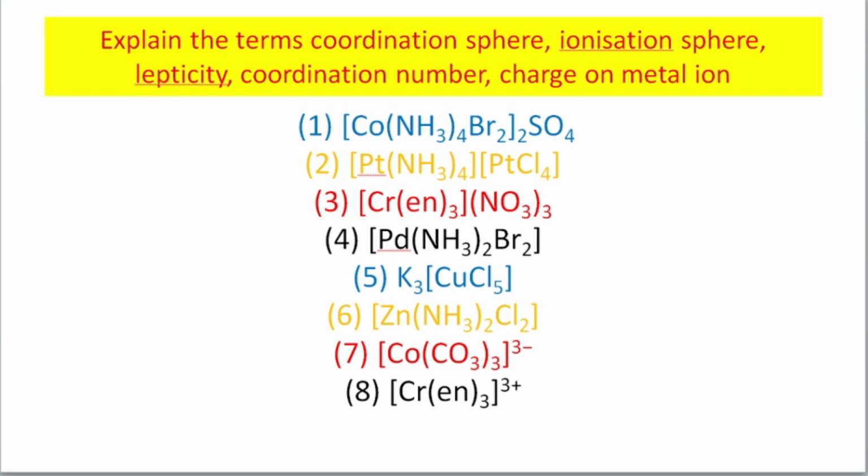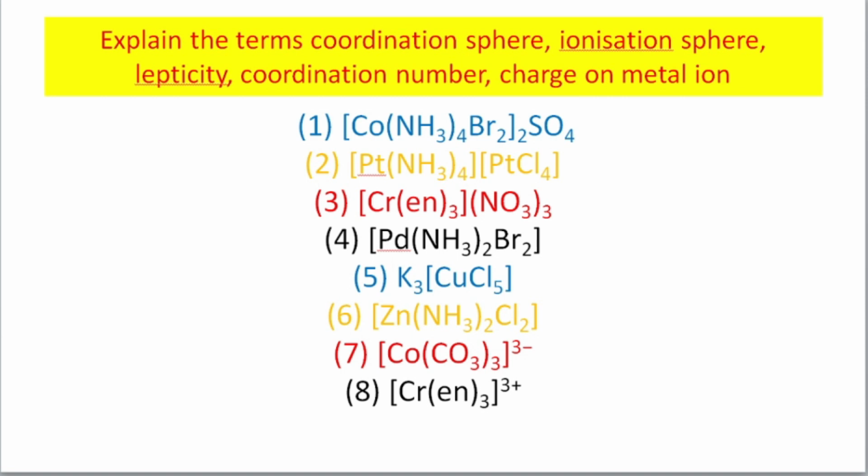But if you see, how many such square brackets are there? 2. Means how many such coordination spheres are there in that complex? 2 such coordination spheres are there. Those are attached to the sulfate ion. See the second complex. Interesting. Pt(NH3)4 is one square bracket, means it's one coordination sphere. And PtCl4 is the other square bracket, so it is the other coordination sphere.